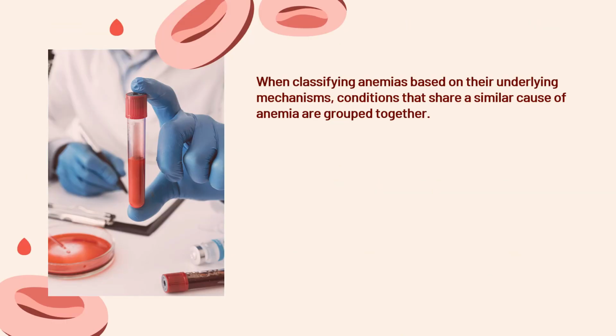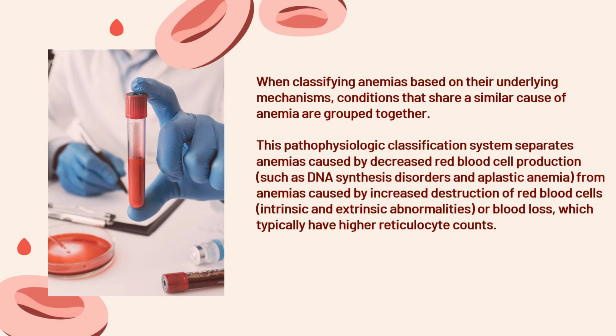When classifying anemias based on their underlying mechanisms, conditions that share a similar cause of anemia are grouped together. This pathophysiologic classification system separates anemias caused by decreased red blood cell production, such as DNA synthesis disorders and aplastic anemia, from anemias caused by increased destruction of red blood cells, intrinsic and extrinsic abnormalities, or blood loss, which typically have higher reticulocyte counts. Some anemias can have multiple underlying mechanisms.